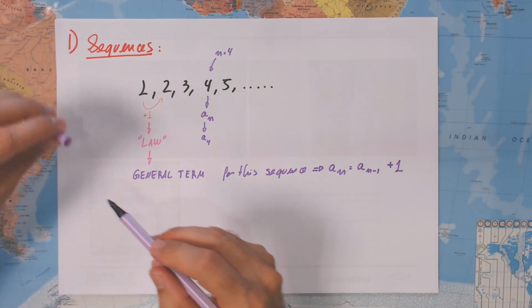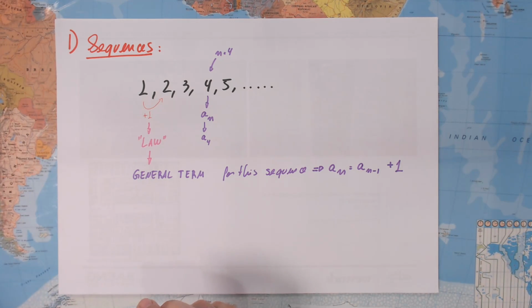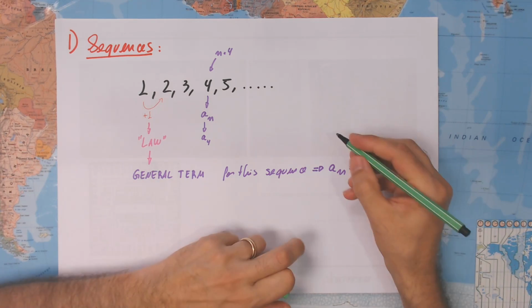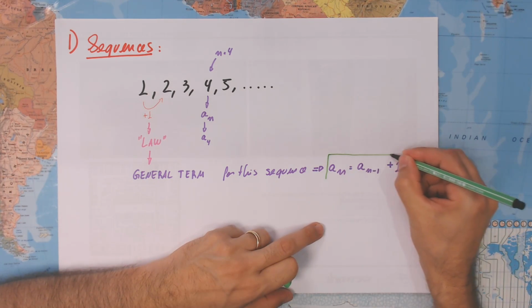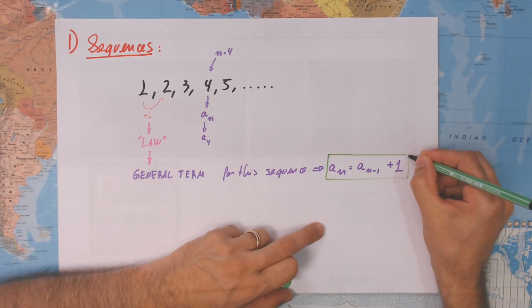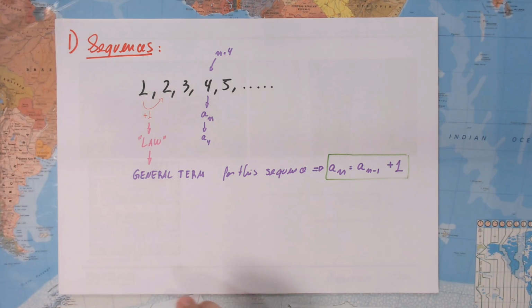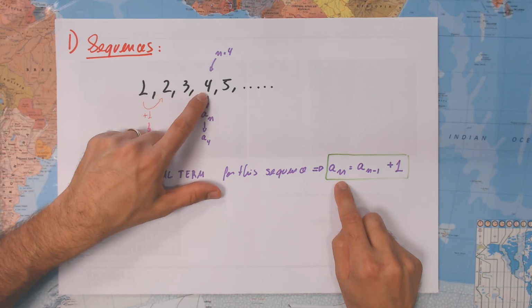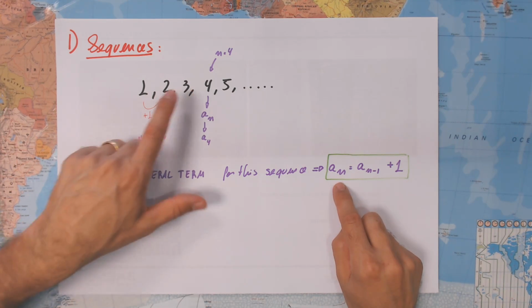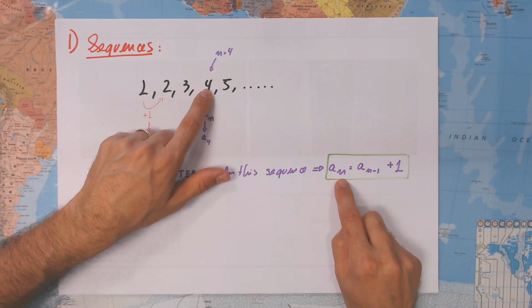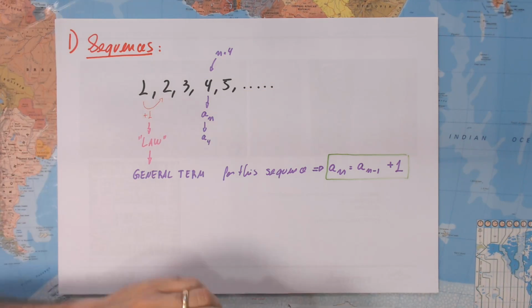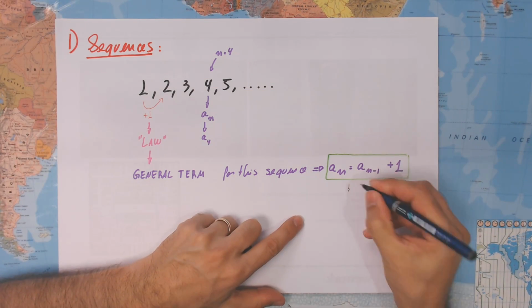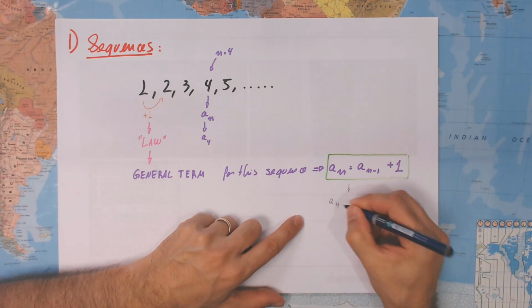Now let's stop for a second and see what is going on here. This is going to be our general formula. What is a sub n? Let's suppose we are at the fourth term: 1, 2, 3, 4. This is going to be a4.